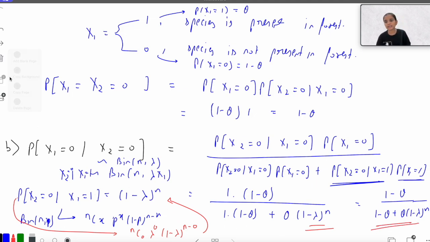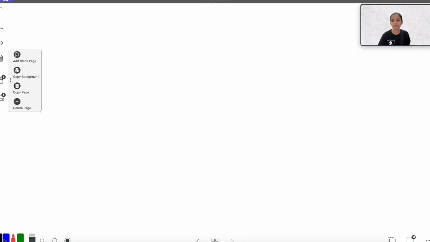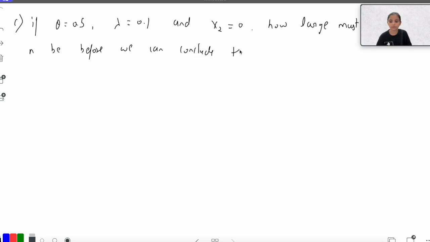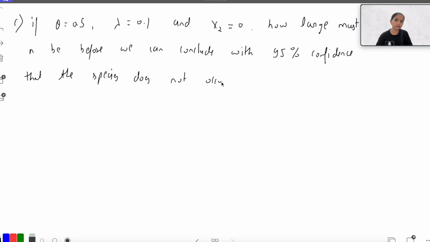Now let's see the C part. One more part in this question, and that is the interesting part, which is that if theta is equal to 0.5, lambda is equal to 0.1, and x2 is equal to 0, then how large must n be before we can conclude with 95% confidence that the species does not occupy the forest.